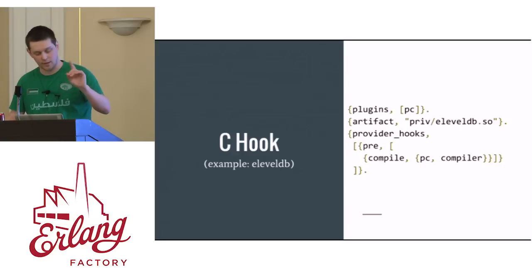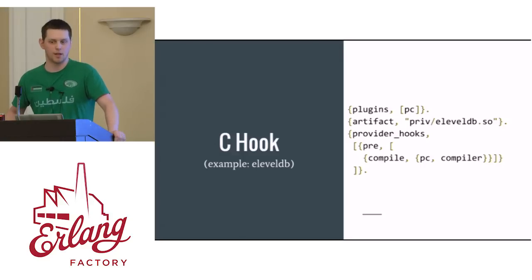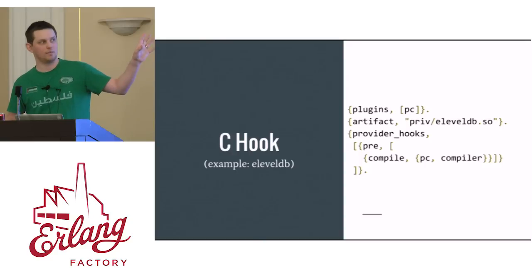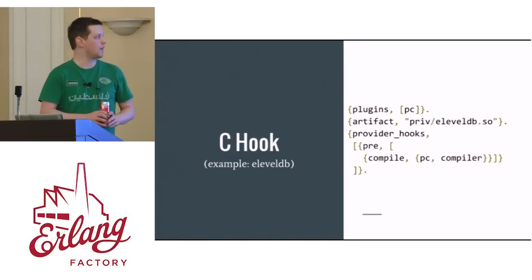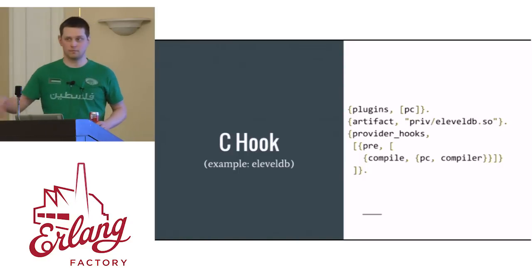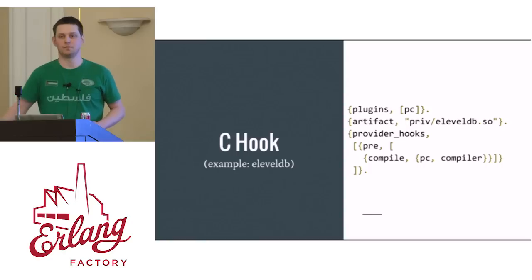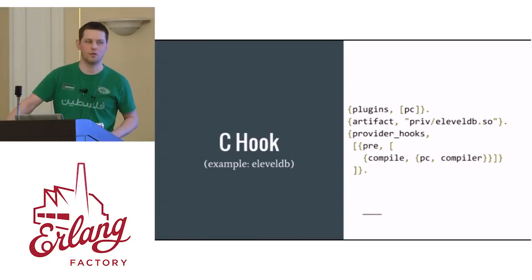And another difference from Rebar2 is plugins. That is actually specifying what dependency to get, not just the name of it. In Rebar2, you put the plugins in your deps list and then just the name in plugins. But here, that is actually everything it needs to know in order to fetch the port compiler plugin. The artifact tells it what is expected to be built. So Rebar3 is able to know if it successfully built your app.